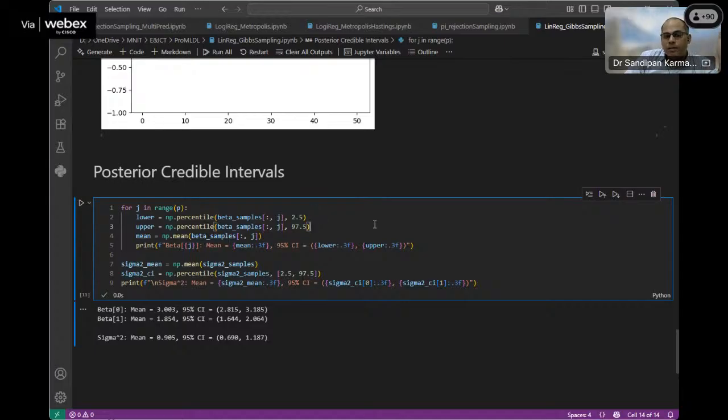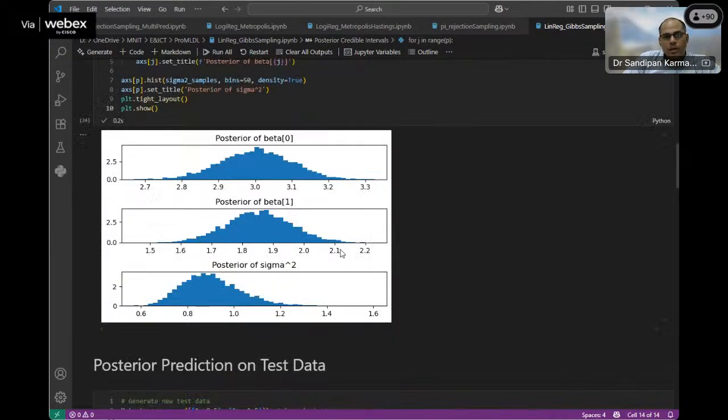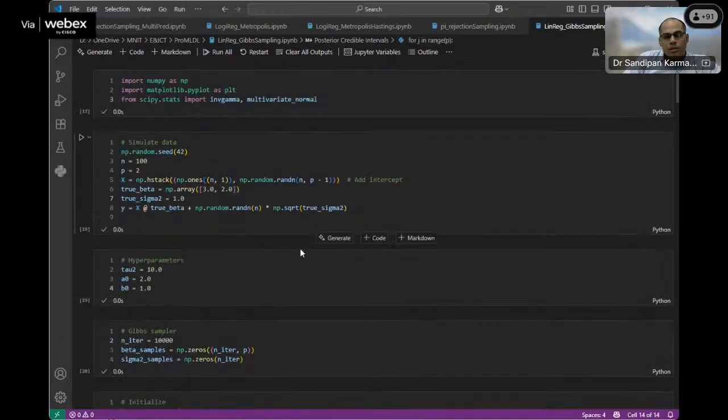Achha, what is a credible interval? A credible interval is the Bayesian counterpart of the frequentist intervals. By that you can interpret it. So in this way you can do Gibbs sampling for a particular regression problem.